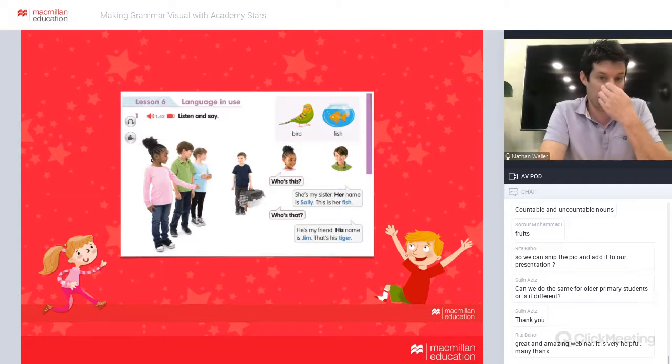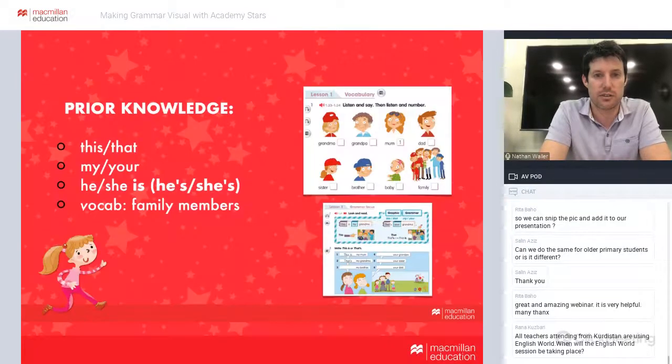So in this, you have language in use. And again, look, this is all about using grammar in a spoken context. This is this or that, so differentiating. In lesson 1, they get the vocabulary. They need to have done family members before, which they should have done.